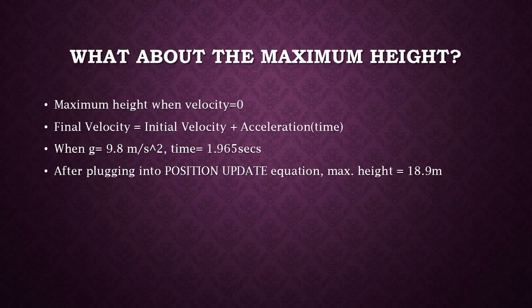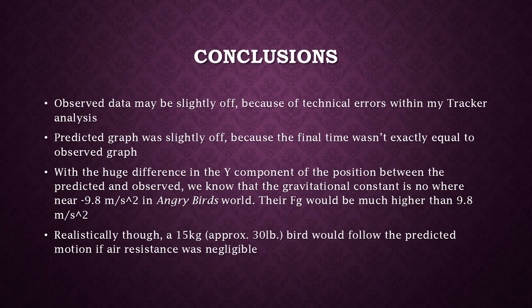To find the maximum height, the velocity must be 0, so I'll be using the velocity update equation to find this. Using a gravitational constant of 9.8 meters per second squared, I find the time to be 9.65 seconds. Using this time value, I plug it into the position update equation, and I find a maximum height to be 18.9 meters. So why were the graphs different in terms of the y component?